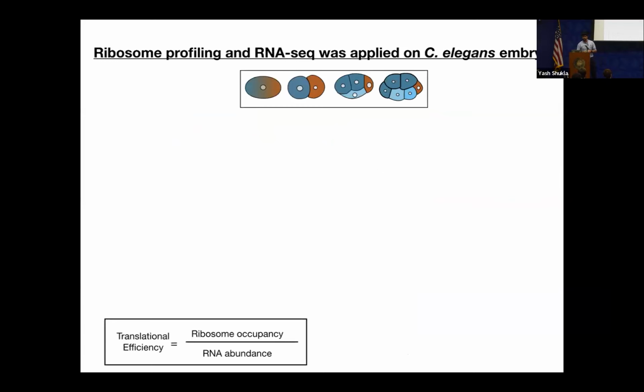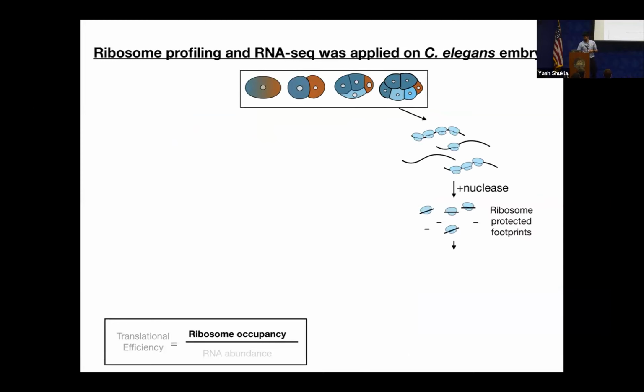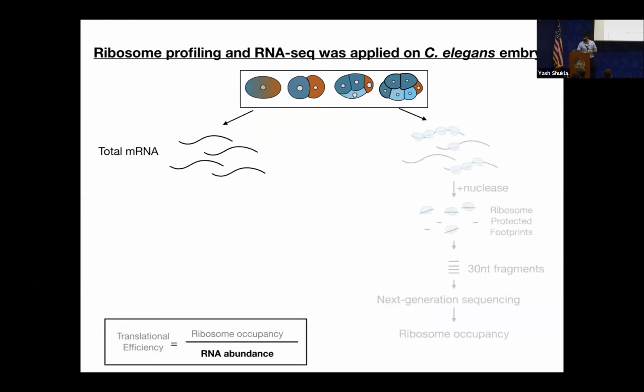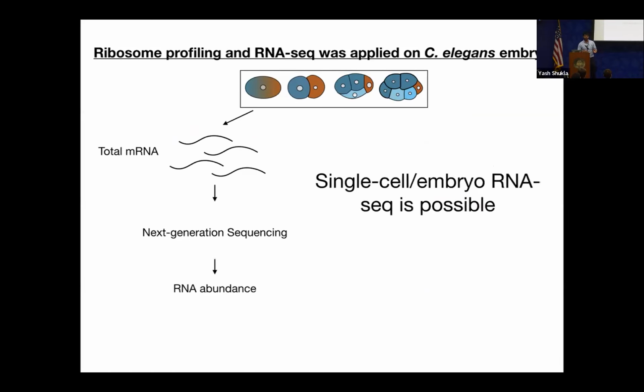So we took embryos at each of these stages, 1, 2, 4, and 8. To get ribosome footprinting, we obtain these ribosomes intact on the RNA. We apply nucleases to remove all the exposed fragments and get this ribosome protected footprint. And then you can send this 30 nucleotide fragment for sequencing, and that's how you get ribosome occupancy. For total mRNA, you just collect it and send it for sequencing, and you get RNA abundance. Now, for this part, single cell or single embryo RNA-seq has been done before in C. elegans embryos, and it has already been established.